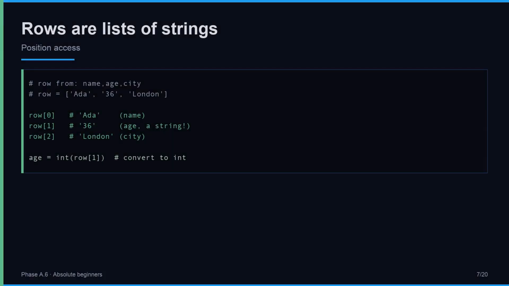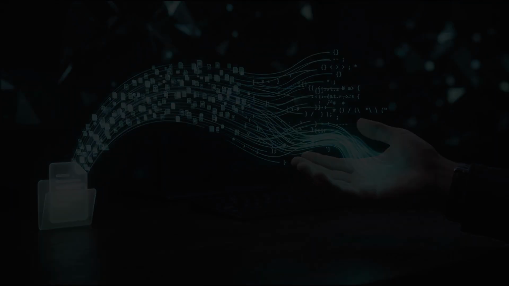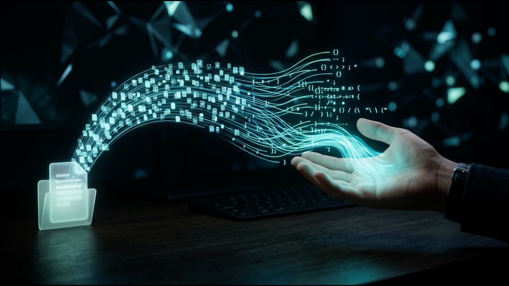Let us look closely at one row. The file has columns name, age, city. The reader hands you the row as a list with 3 strings. Row index 0 is Ada. Row index 1 is the string 36, in quotes, because CSV is plain text. Row index 2 is London. If you need the age as a number, you call int on row index 1. This conversion is your responsibility. The CSV library gives you strings, you turn them into whatever type you need. Strings until you convert.